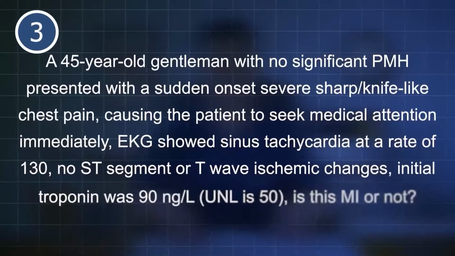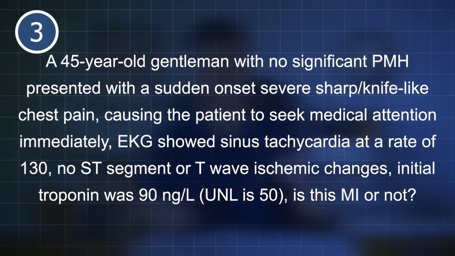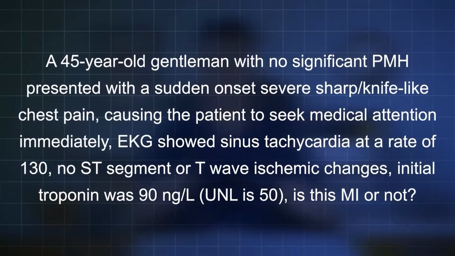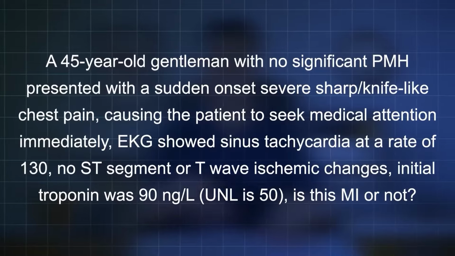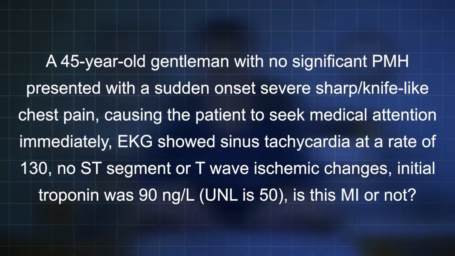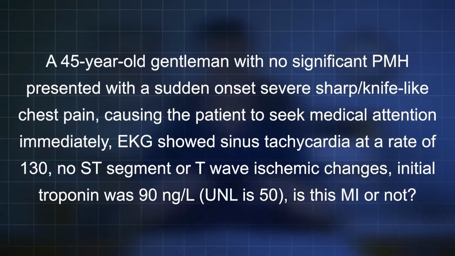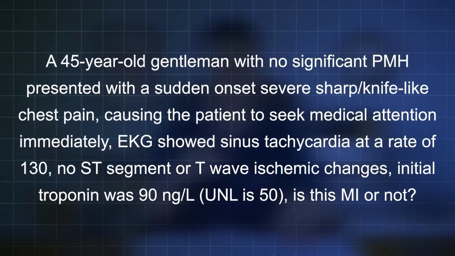A 45-year-old gentleman with no significant past medical history presented with a sudden onset of severe, sharp, knife-like chest pain, causing the patient to seek medical attention immediately. EKG showed sinus tachycardia at a rate of 130, no ST segment or T wave ischemic changes. Initial troponin was 90 nanogram per liter. Again, the upper normal limit was 50. Is this an acute MI or not? Now, the sharp, stabbing or knife-like pain should immediately raise an alternative diagnosis to acute MI.